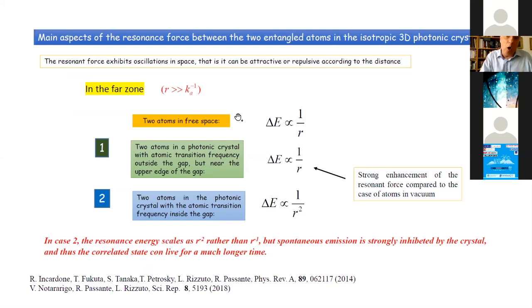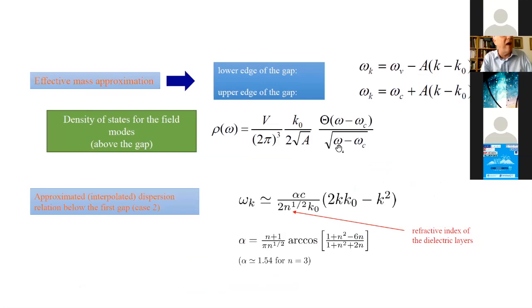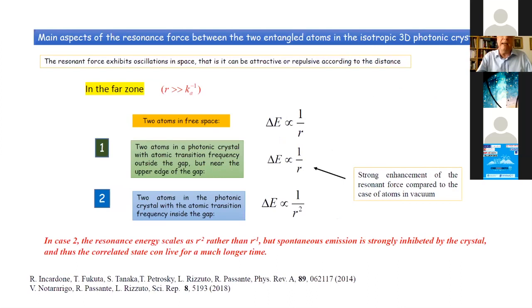In all cases, there are space oscillations, but what we want is to concentrate on the scaling law. For atoms in free space, we already saw that the interaction energy goes as 1 over r. What is found is that in the first case, when the two atoms are inside the photonic crystal, but outside the gap, in proximity of the upper edge of the gap, the scaling of the interaction is the same, 1 over r, but there is a strong enhancement of the resonance force compared to the case of atoms in vacuum. This is easily understandable because there is this factor in the density of states, this square root in the denominator, that increases the interaction energy.